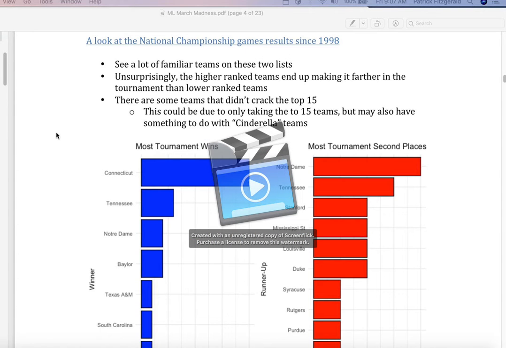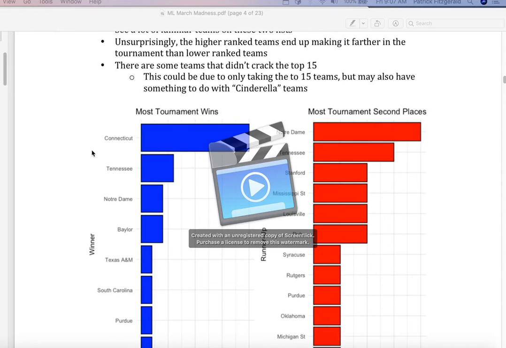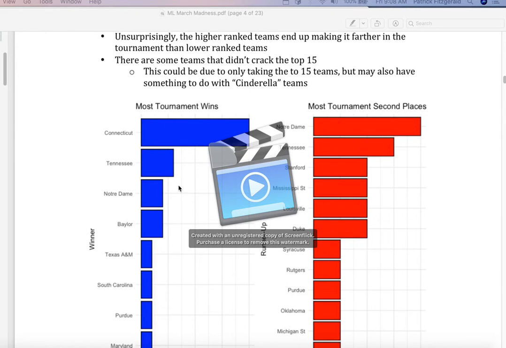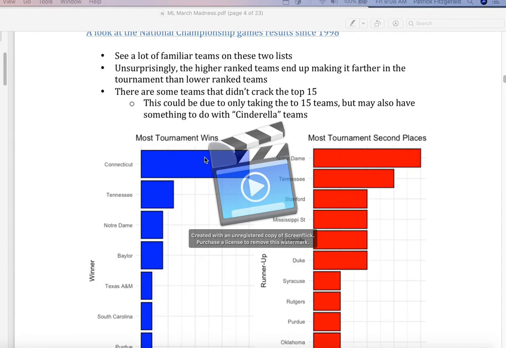National championship game results. The data set provided for the women's tournament goes back to 1998, 1985 for the men, 98 for the women. So this is for the women, it goes back to 1998. You see a lot of familiar teams on these two lists, so basically the top teams are consistently either making it to the championship game and winning, or making it to the championship game in general. The higher ranked teams end up making it farther in the tournament than lower ranked teams, and this is going to be reflected in my model.